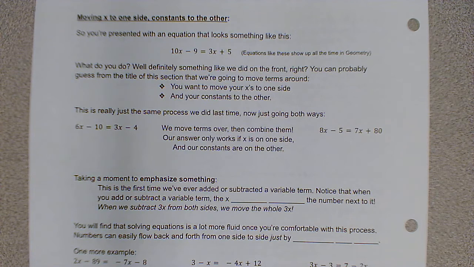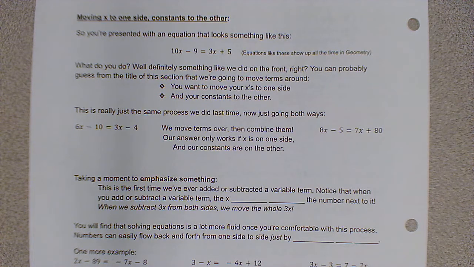All right. So now that we have moved terms around, we're comfortable with that process. It's time that we actually solve equations this way. So you're presented with an equation that looks something like this: 10x minus 9 equals 3x plus 5.